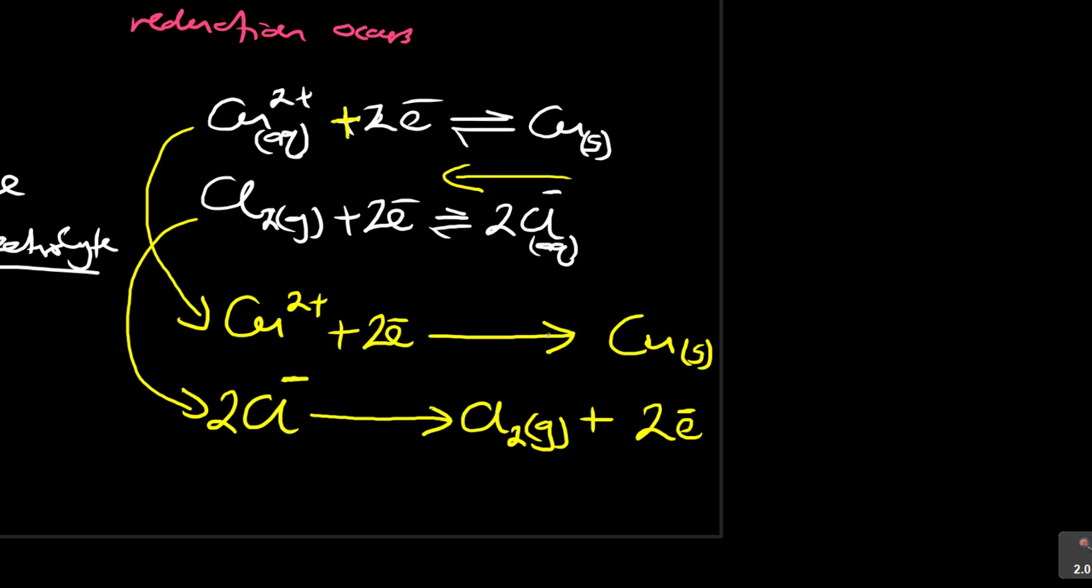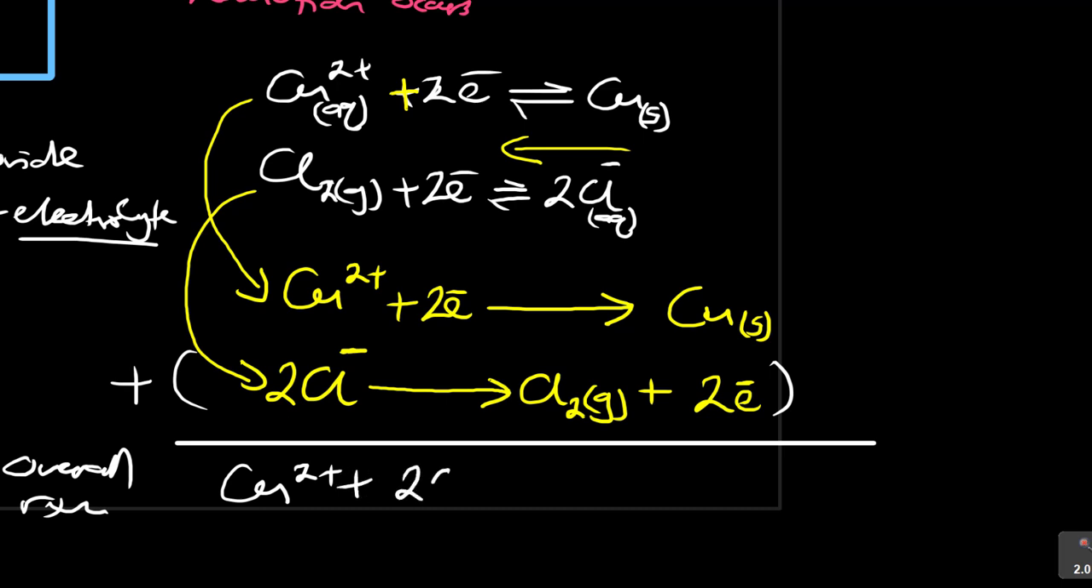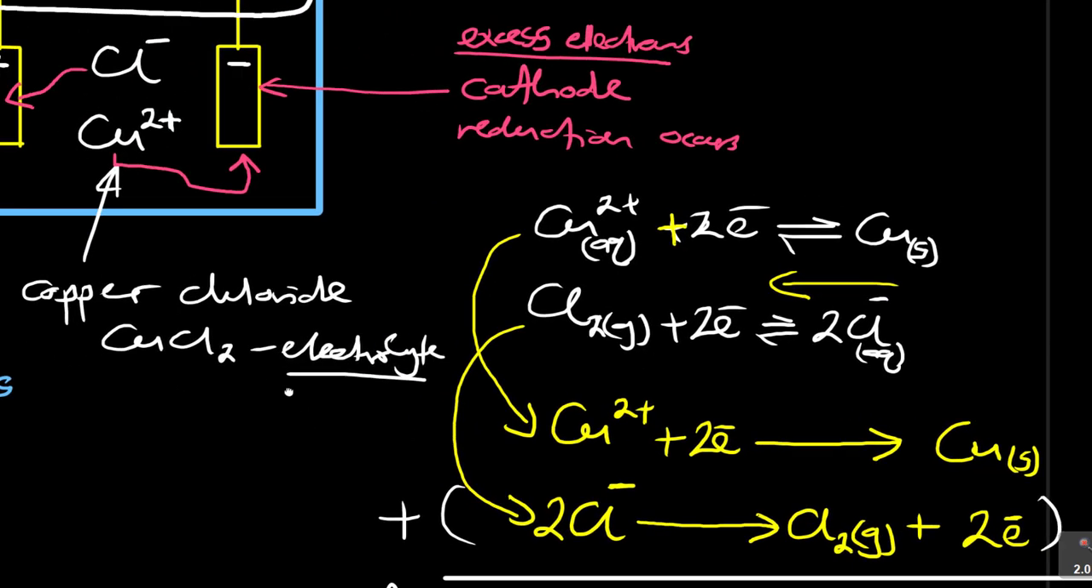Now that we have done this, we need to find the overall reaction. Let's call it the overall reaction. So we're going to add these two reactions. You add them to say you have got copper 2+ on the left hand side, and then we had 2Cl-, which is what we had in the electrolytic cell. You had copper 2+ and chloride ions.